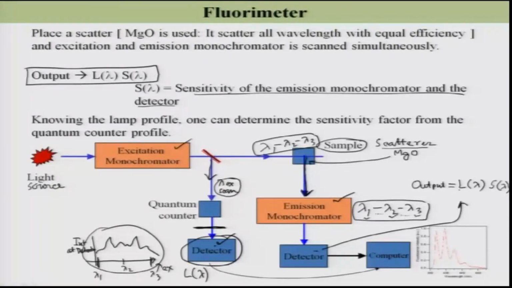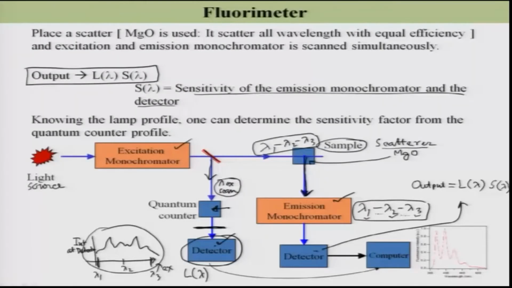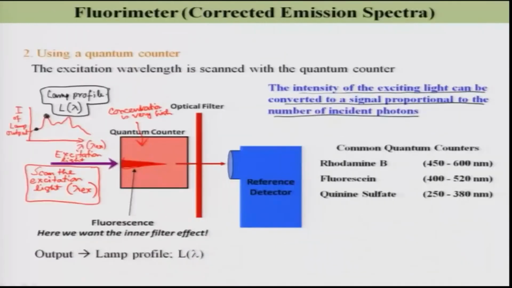What is the range of this lambda? That range will be guided by the absorption spectra of the molecule you have taken inside this quantum counter. So, for different regions of lambda you should use different molecules. For example, rhodamine B is generally used for this wavelength region. If you want this wavelength region, you need fluorescein. If you want the UV region, you need quinine sulfate, and so on. There are several quantum counters available.